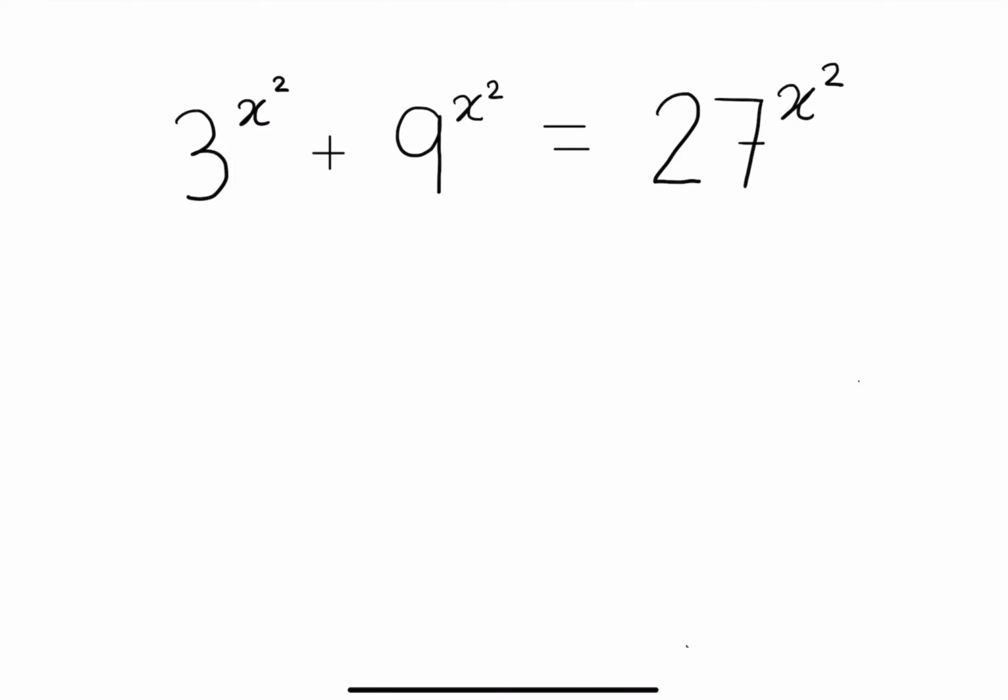So now let's get started on how we are going to solve this question. So, first of all, let's simplify the equation. This is 3 raised to the power x squared plus 9 raised to the power x squared gives us 27 raised to the power x squared. So we'll keep the 3 raised to the power x squared the same. Then 9 can also be written as 3 squared. So 3 squared raised to the power x squared gives us 27 can also be written as 3 cubed. So 3 cubed raised to the power x squared.